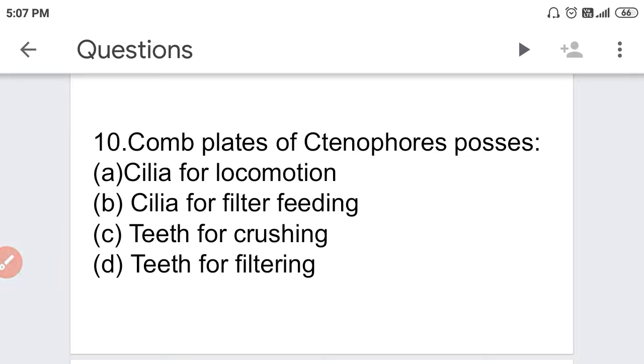Next question is, comb plates of ctenophores possess, means what is present, the structure which is present in comb plates is for what purpose? So A, cilia for locomotion, B, cilia for filter feeding, C, teeth for crushing, or D, teeth for filtering. So the right answer is option A, cilia for locomotion.